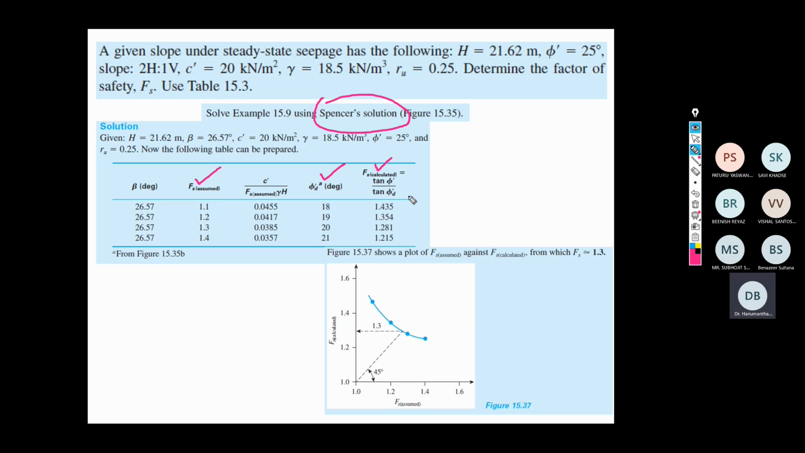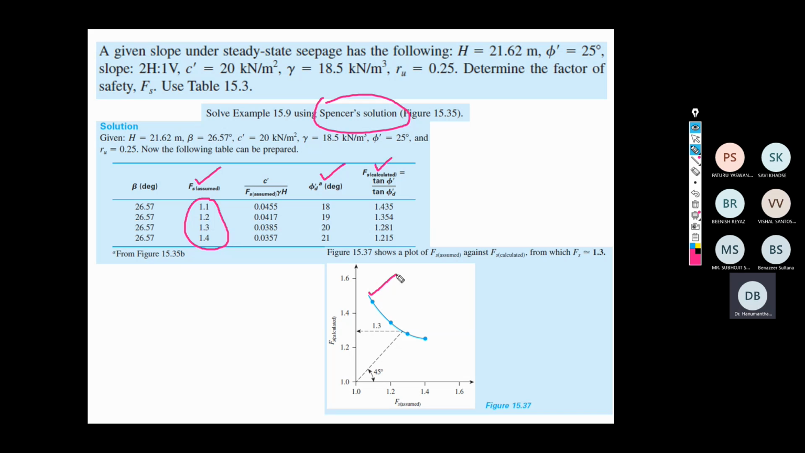So this exercise you need to do for several trials. Here in this case it has been done for 4 trials, and once the 4 trials have been made, you need to develop a plot between Fs assumed versus Fs calculated, as shown in this graph.